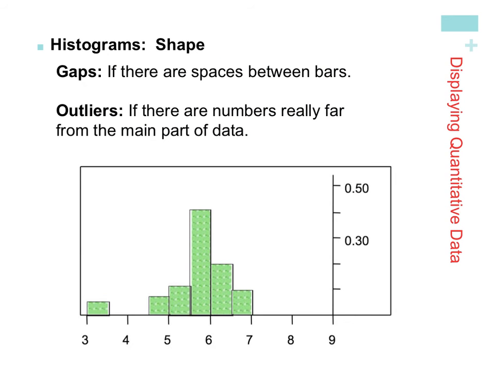Just like with dot plots, there can be gaps, there can be outliers. Right, so we got to pay attention to those, and within that, as we get into more of the details of center and spread and all that, of mean, median, mode, how that all affects that information.